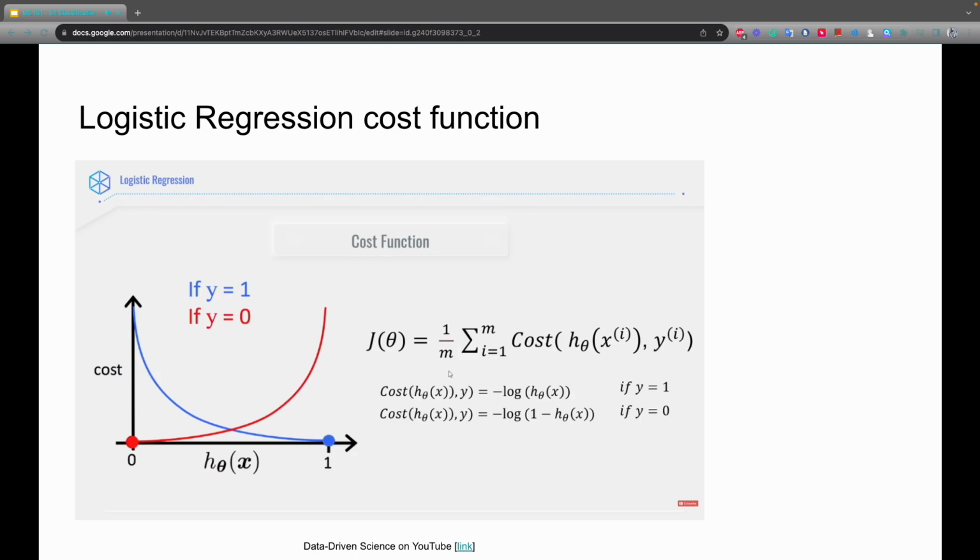Now the benefits of taking the logarithm reveal themselves when you look at the cost function graphs for y equals 0 and y equals 1. These are smooth monotonic functions. That is, they are always increasing or always decreasing, and this in turn makes it easy for us to calculate the gradient and minimize the cost.